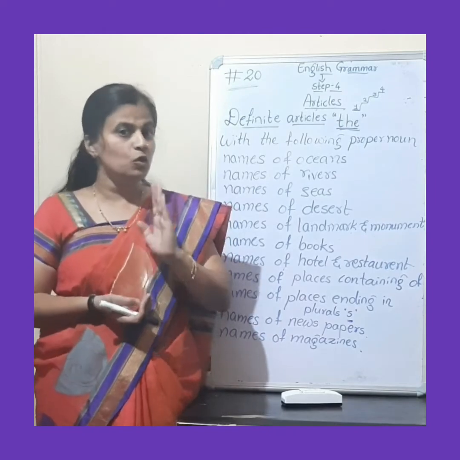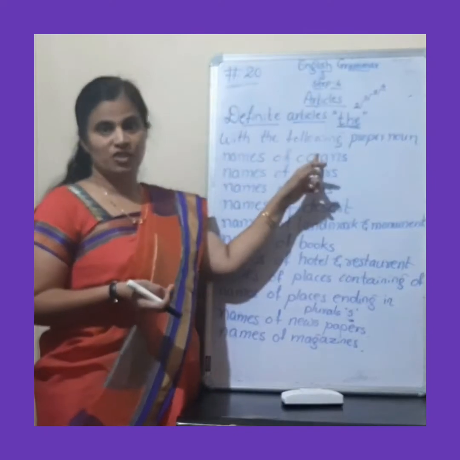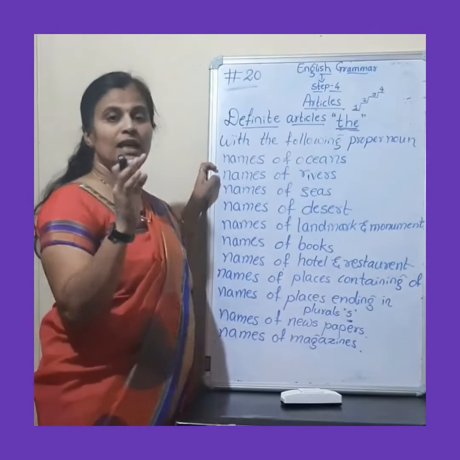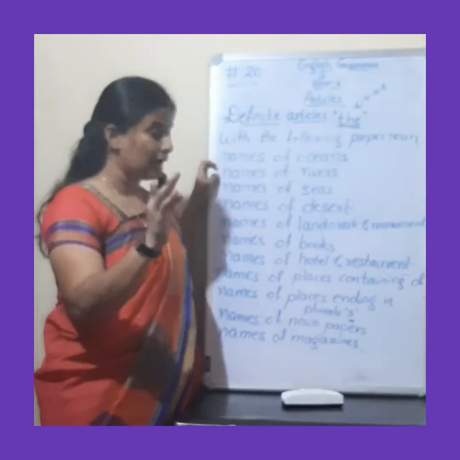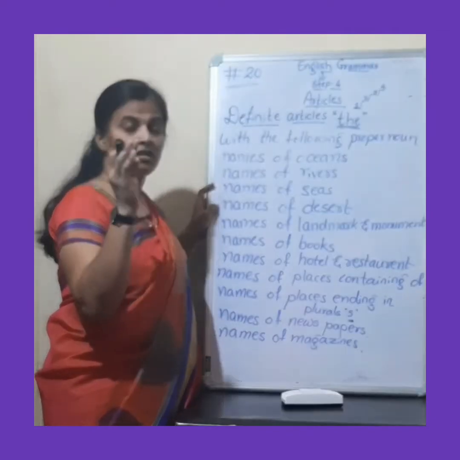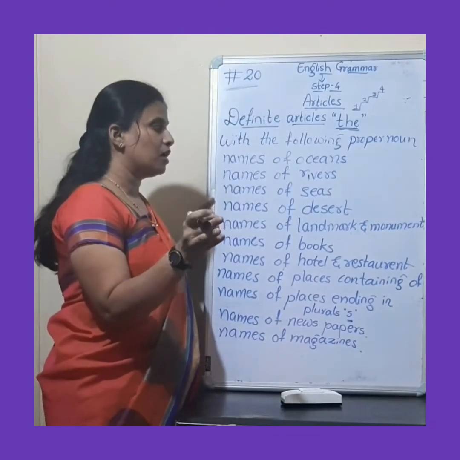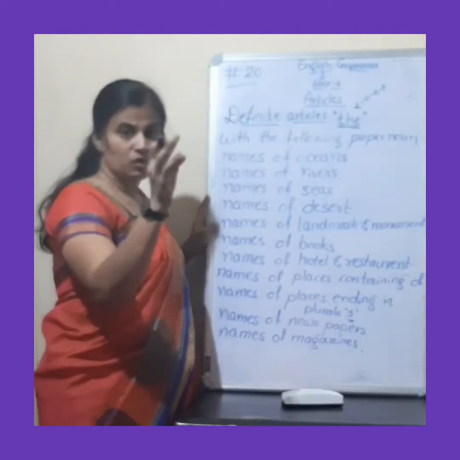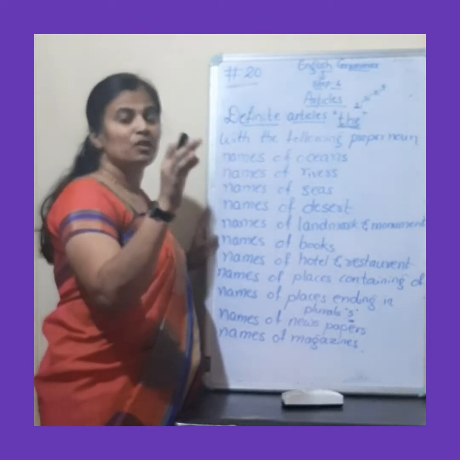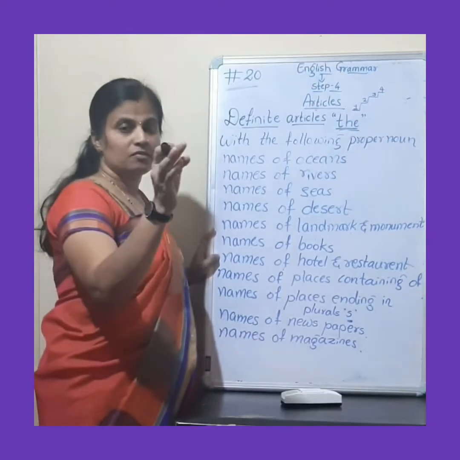And also it can be used before proper nouns. For example, names of oceans: the Atlantic Ocean, the Pacific Ocean. Before the names of rivers: the Ganga, the Nile, right? Before the names of seas: the Arabian Sea. Before the names of deserts: the Sahara. Before the names of landmarks and monuments, for example, the Taj Mahal, the Qutub Minar. Before the names of books, for example, the God of Small Things. Next, the names of hotels and restaurants: the Crystal Hotel.